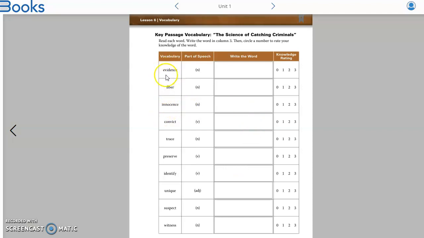Next one is evidence. How much evidence can show a person's guilt? A very small bit of evidence can show a person's guilt. What are some examples of crime scene evidence? Hair, blood, skin, and fingerprints are examples of evidence.